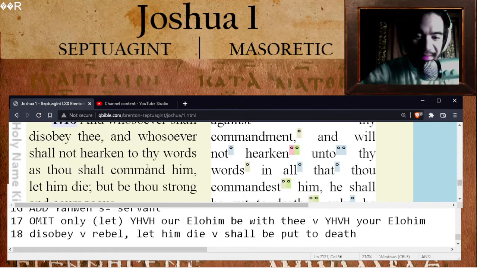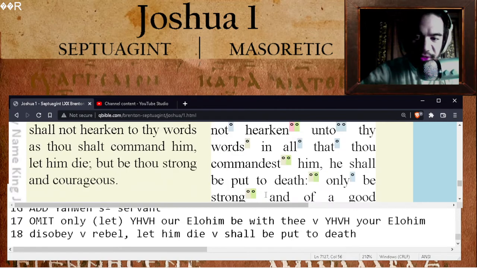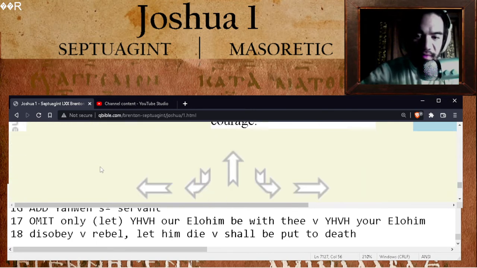But let him die, the one who disobeys you, versus he shall be put to death. So we see the difference there, that they are taking into their hands this capital punishment done in a communal way, versus let him die could be communal, could be individual, could be done through a judge, but the penalty is death. So that's all for this chapter.